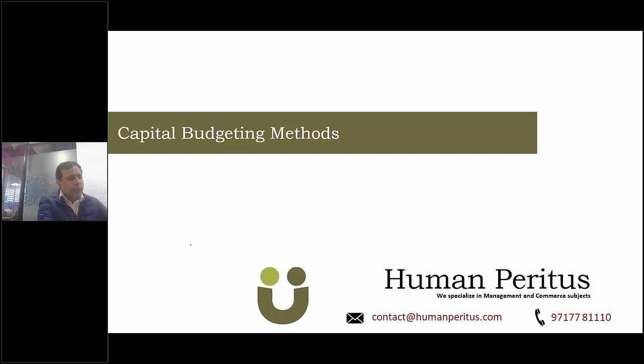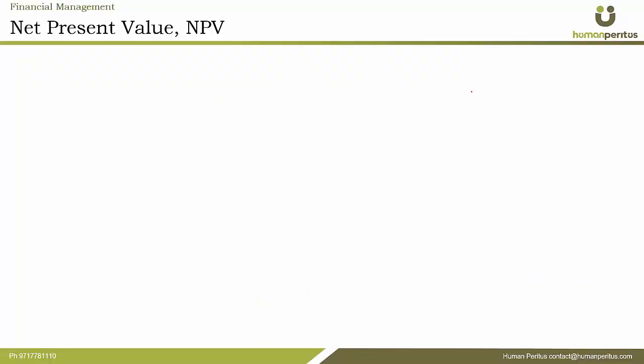So guys, what we understood in last class was that we accept those projects where NPV is greater than 0, and where NPV is less than 0, we reject those projects. Then we also discussed payback period and how discounted payback period is slightly better than payback period, but they are not as good as NPV.